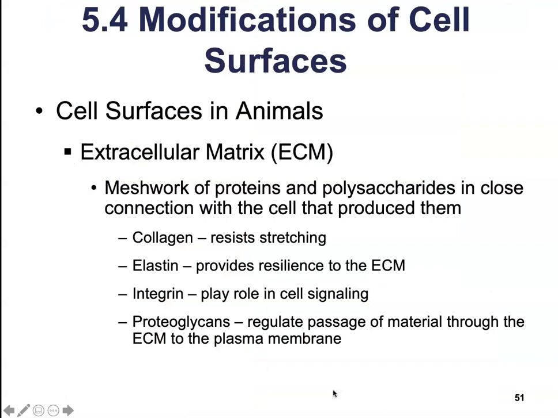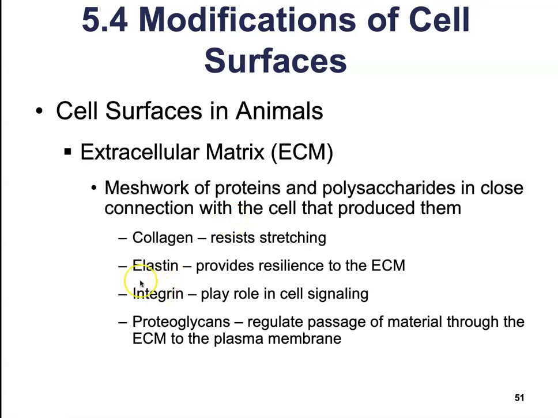Okay, finally, the last part of this chapter is talking about modifications of cell surfaces. Actually mentioning the extracellular matrix. I kind of mentioned that because when you see those plasma membrane pictures, you see the extracellular matrix on the outside and then the cytoskeleton on the inside. And we really didn't talk about the extracellular matrix yet. It says here the definition of the extracellular matrix is a meshwork of proteins and polysaccharides, carbohydrates, in close connection with the cell that produces them.